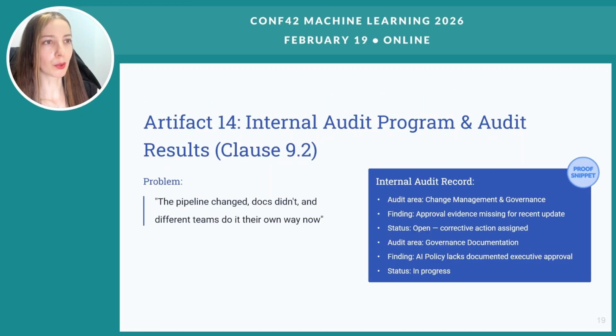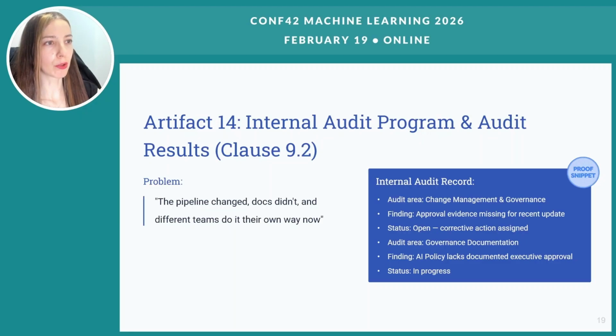9.2 Internal Audit. As pipelines evolve, responsibilities shift. People move on or grow into new positions. Retraining schedules shift and controls can get bypassed temporarily. And over time, the documented process no longer matches reality. The gap is what internal audits are designed to surface early.